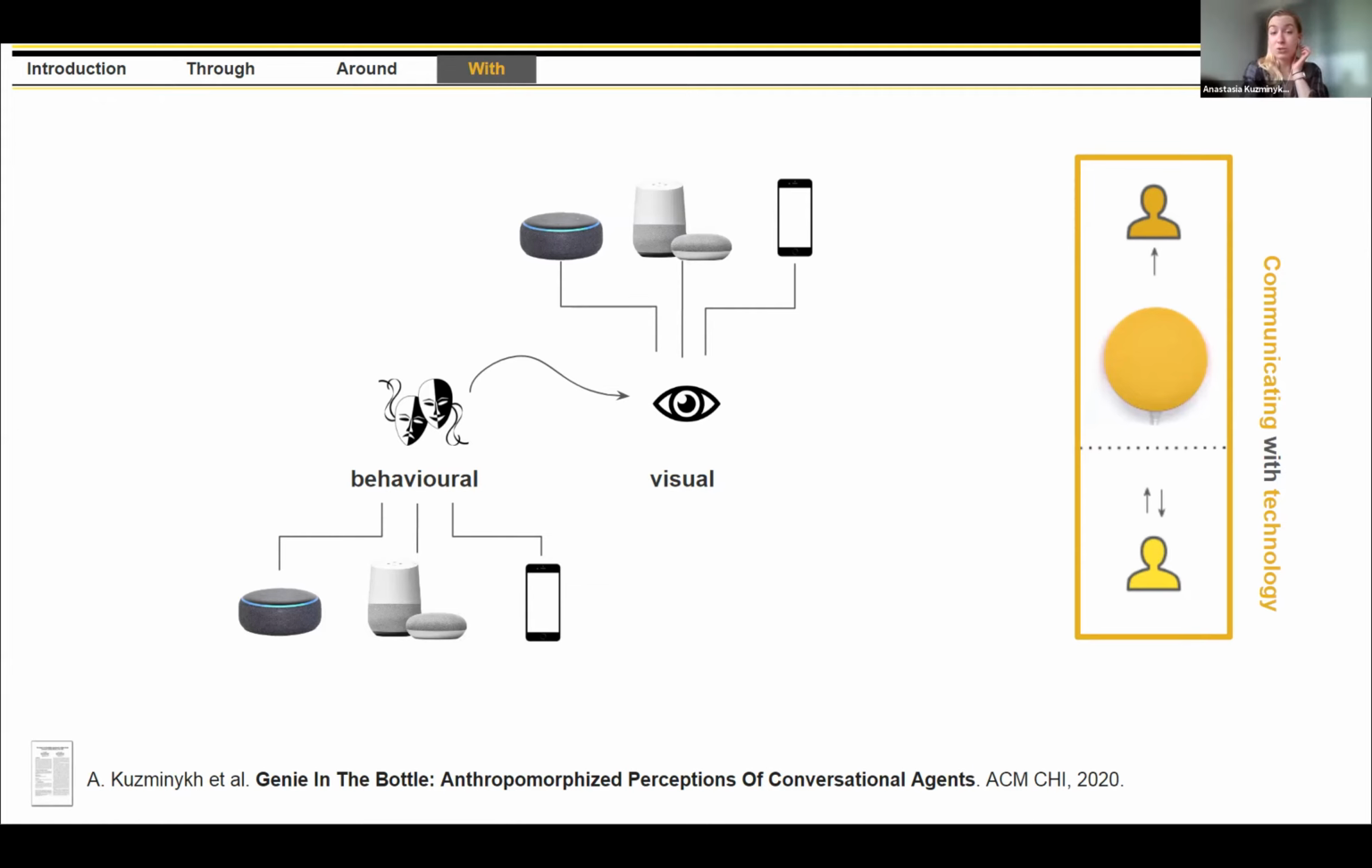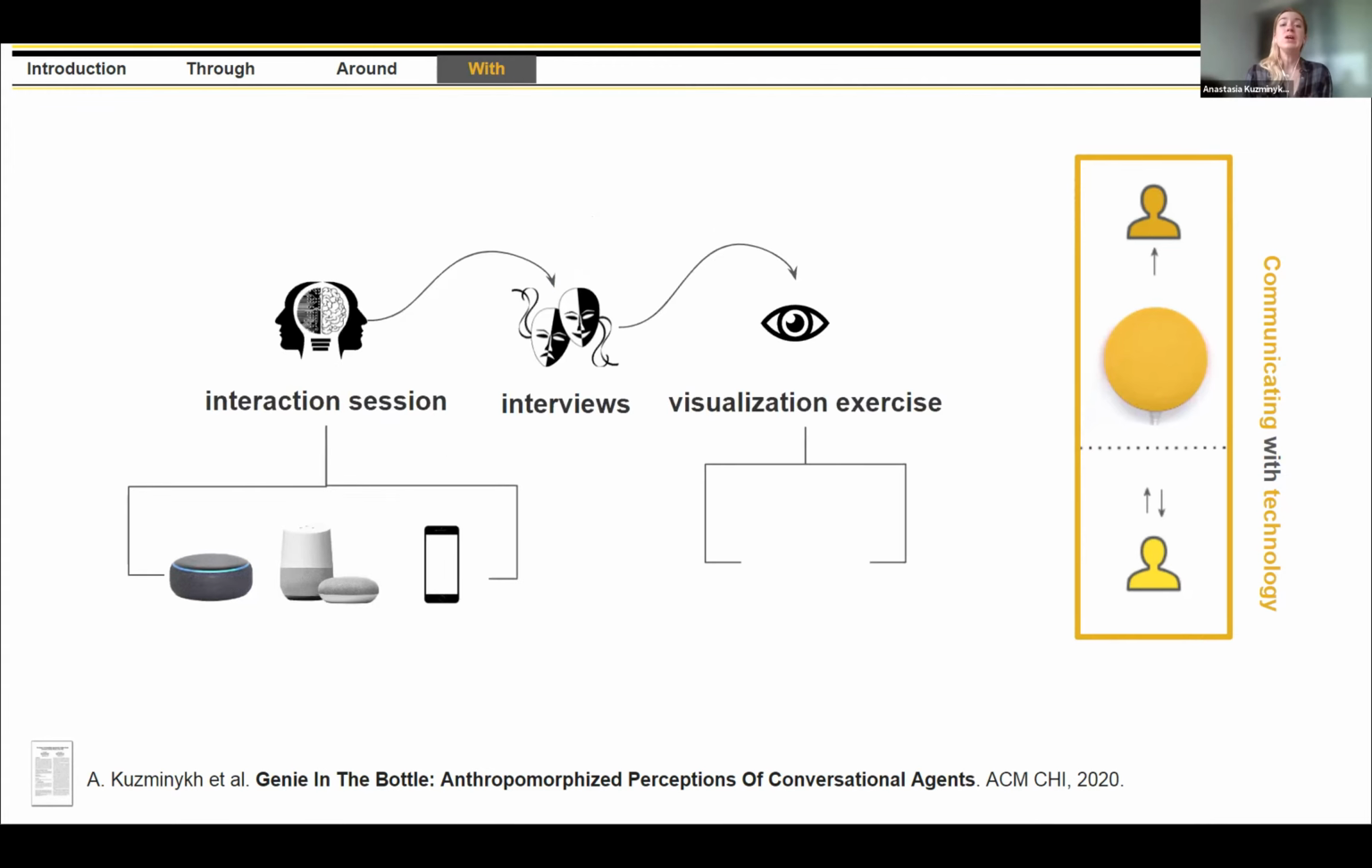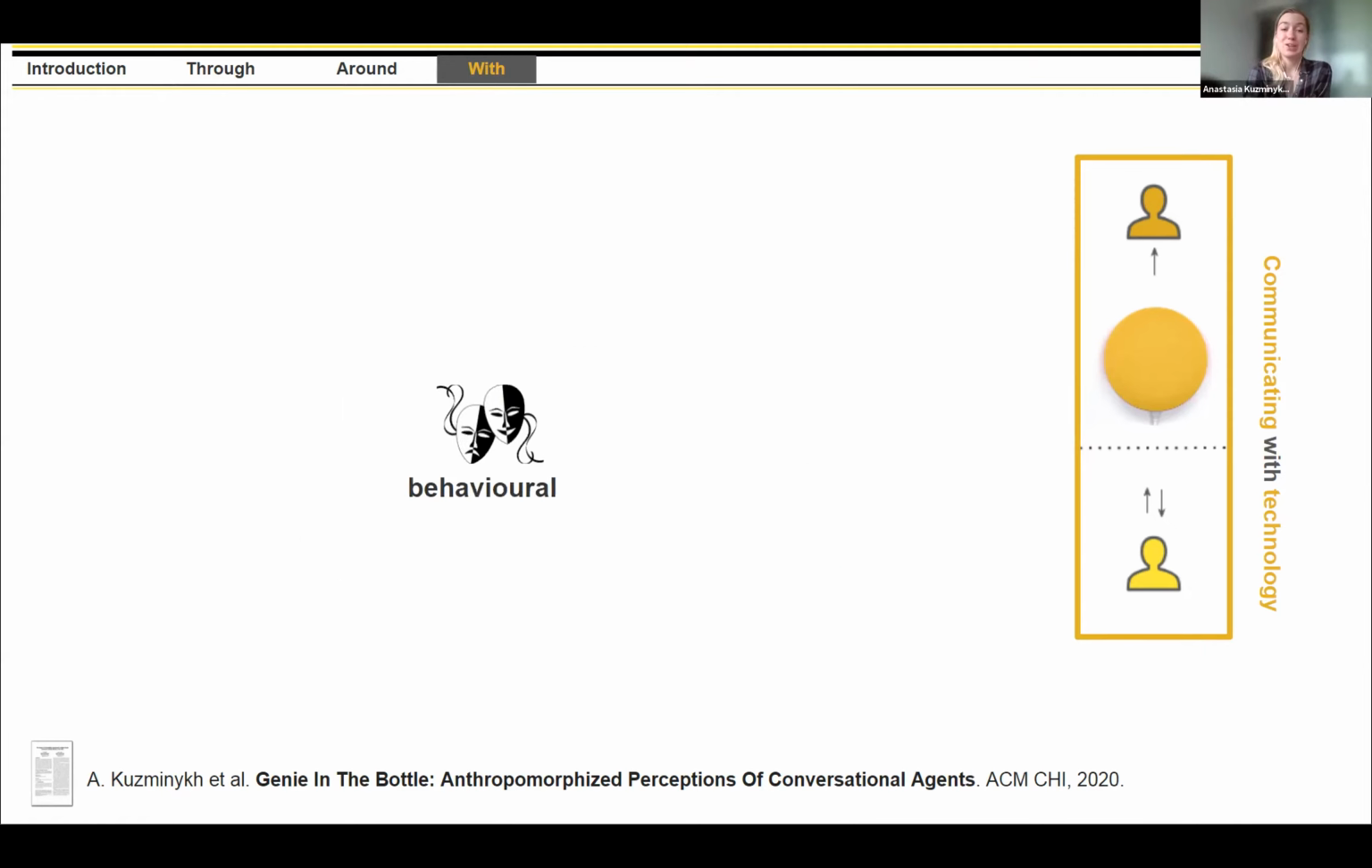And the only way we could look at it was to compare several agents. So we took 3 agents, Alexa, Google Home, and Siri, and we first asked people to interact with them, to talk for a little bit. And then we interviewed people. So we talked to the participants, and we asked them, if these agents were humans, what would they be like? What are their definitive characteristics? And then as a third step, we also asked people to create visualizations for each of the agents. So what did we learn there?